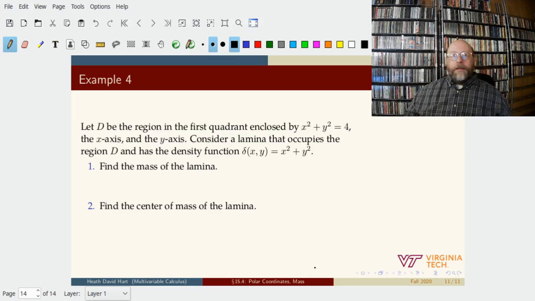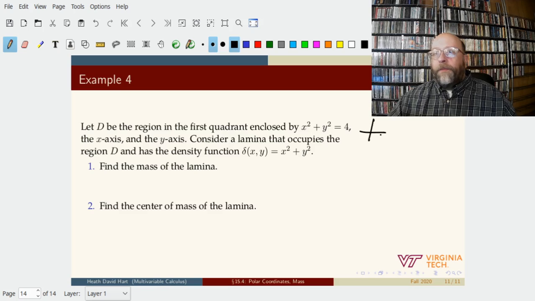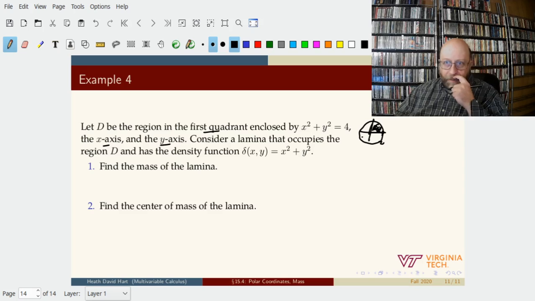Let D be the region in the first quadrant enclosed by x squared plus y squared equals 4. So that's just the circle of radius 2, and the x-axis and the y-axis, just the first quadrant. So this is the region we want, right up here. We have a lamina that occupies this region and has this density function, x squared plus y squared. And we want to find the mass of the lamina.